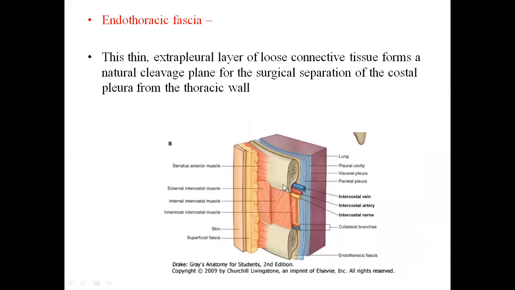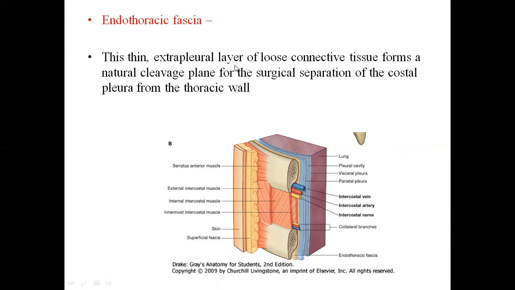So endothoracic fascia can be seen in this diagram. Here is the lung, the visceral pleura, and the space between the visceral and the parietal pleura, that is the pleural space. The parietal pleura can be seen. Between the parietal pleura, ribs, costal cartilage and the intercostal muscles, there is a fatty layer, or you can say it is not exactly fat, it is a connective tissue component, and that's called endothoracic fascia. So endothoracic fascia is a plane that separates the ribs and the intercostal muscles from the parietal pleura.